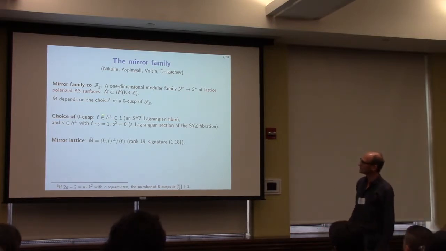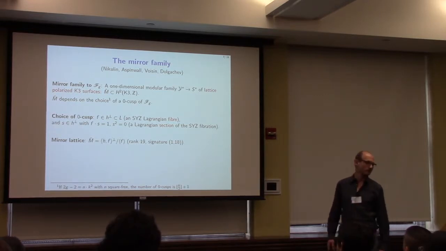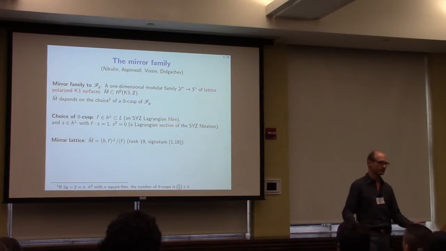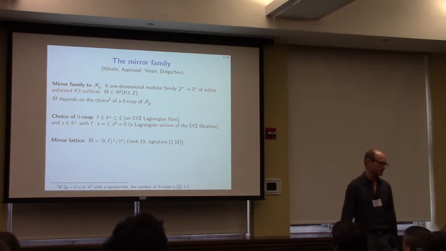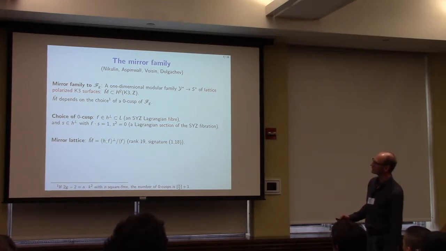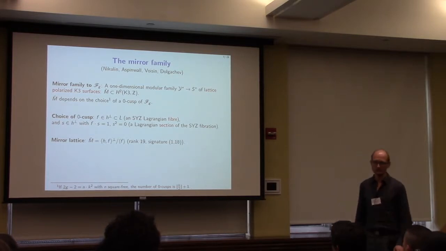Namely, it's a choice of some element, abstractly in the algebra, in the perp space of H, and you should think of this as an SYZ Lagrangian fiber. You know, H is a polarizing class, Lagrangian means pairing to zero. So this is a fiber class F, and then you have some other class, also in H perp, which pairs with F to 1 and with square zero, that's actually the Lagrangian section of an SYZ fibration. That's the way you should think of it. And then the mirror lattice is just the perp space of H in the rank 2 lattice spanned by H and F, modding out by F, that has rank 19 and signature (1,18). The (1,18) lattice now.